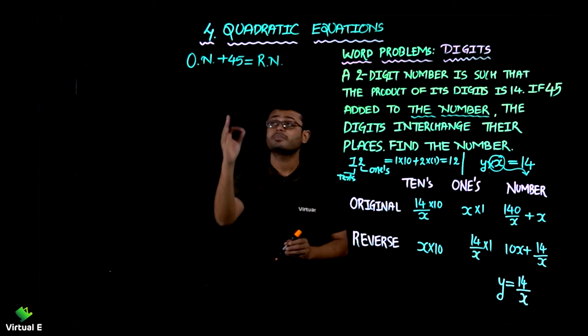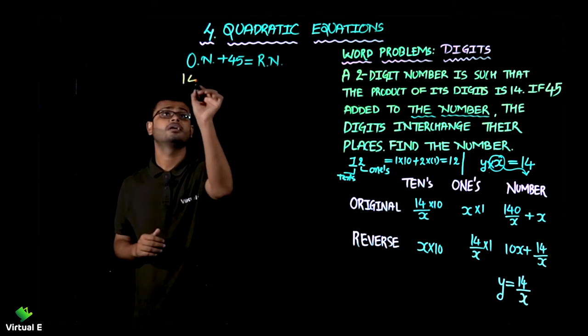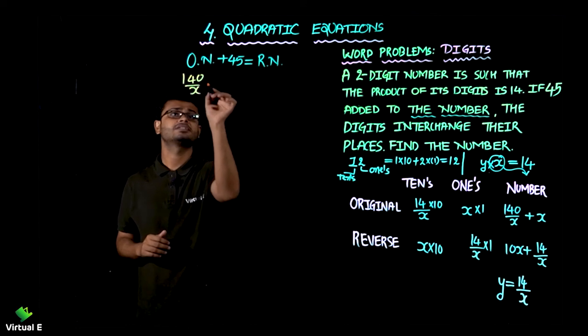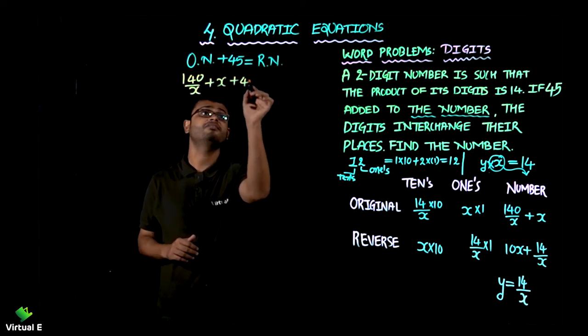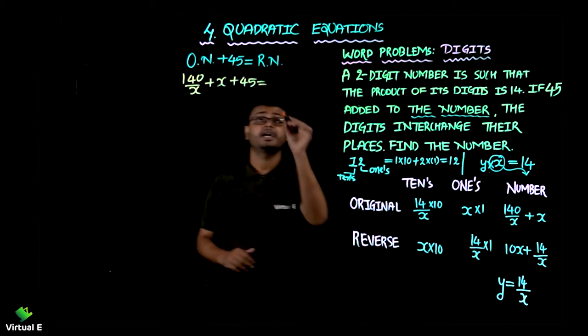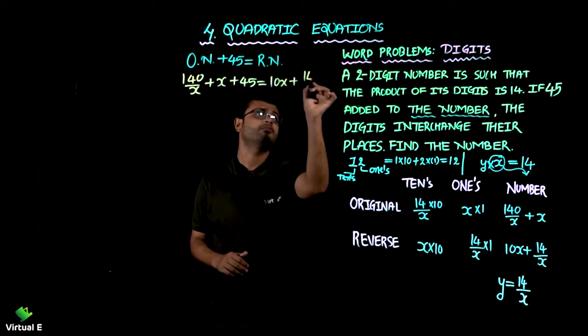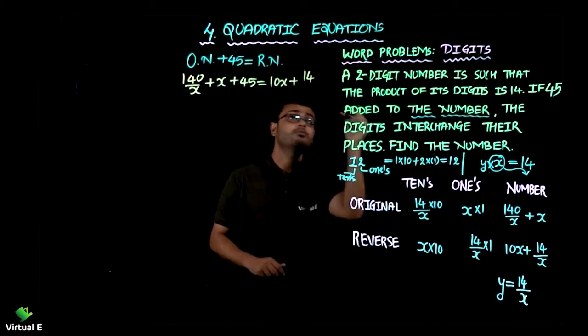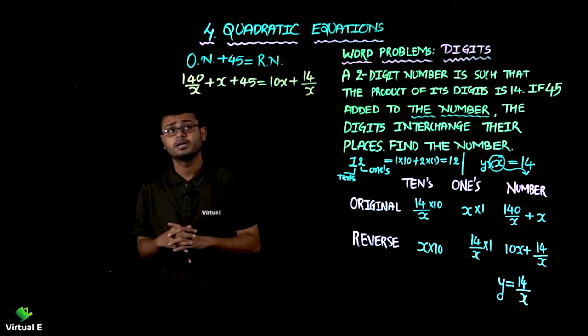So what is my original number? Original number is 140 over x plus 45 is equal to the reverse number. It is 10x plus 14 over x. Now what shall we do over here?